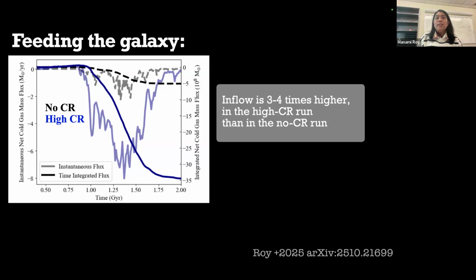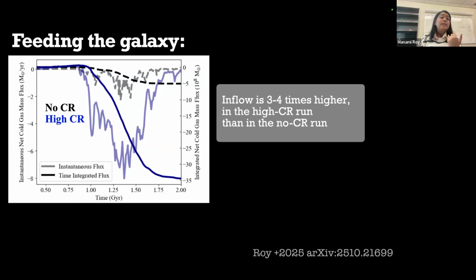Because I told you in the beginning of the talk that cold clouds from the CGM are falling into the galactic disk, and they can actually feed the galaxy for star formation, and help the galaxy form stars for a long period of time. So as we can see that the satellite disk clouds or this cold gas are surviving, can they make it to the disk of the galaxy, and can they feed the galaxy for star formation?